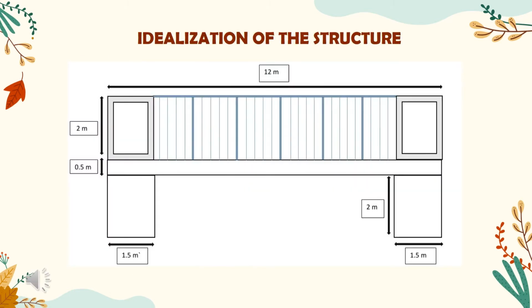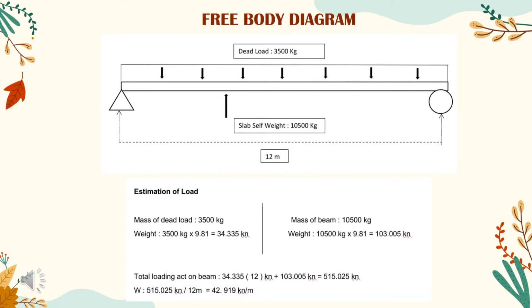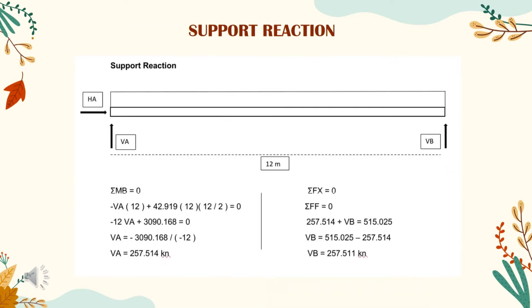For this slide, this is the idealization of the structure that I have sketched. Next, this is the free body diagram. I have calculated the estimate of load, which is dead load and mass of beam. From this calculation, we will find the total loading acting on the beam. Next, it is about support reaction. We have to calculate the moment and force for this structure.